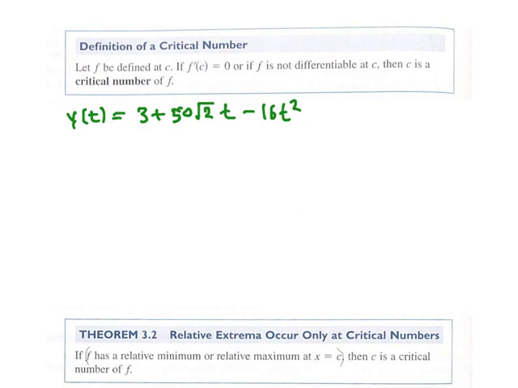So to find the critical numbers of the function, we will begin by finding the derivative and setting it equal to 0. So we're going to differentiate term by term. The derivative of the constant term is 0. The derivative of 50√2 t is 50√2. And the derivative of negative 16t² is −32t.